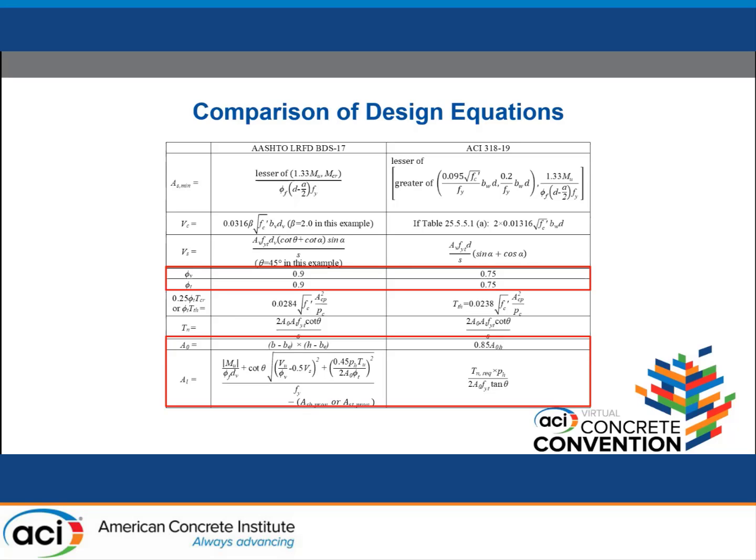In the AASHTO design code, the additional reinforcement is calculated based on the consideration of the interaction between bending, shear, and torsion, while in ACI 318, the additional reinforcement is only a function of the required torsional moment. So that's the major difference.